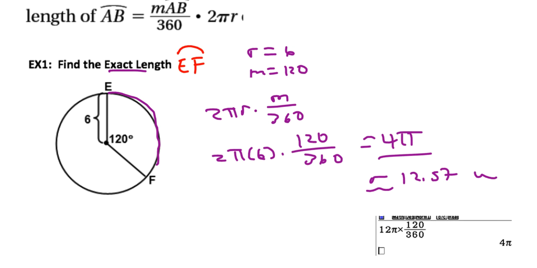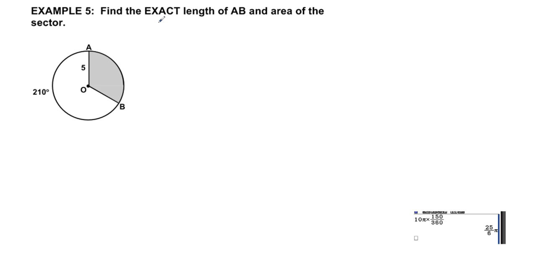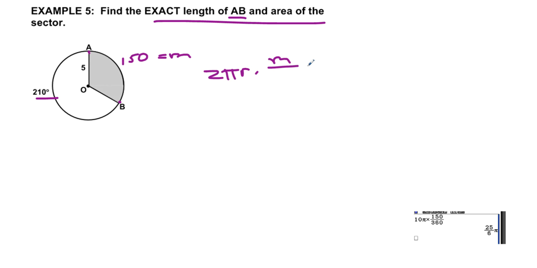Okay, so let's take a look at another example. Here we want to find the exact length of AB. And this is going to be this arc right here. It's a minor arc. So we're going directly from A directly to B. So if this is 210, we subtract it from 360, and we're going to get 150 degrees. That's the m. Okay? So now we're going to do 2 pi r times m over 360.